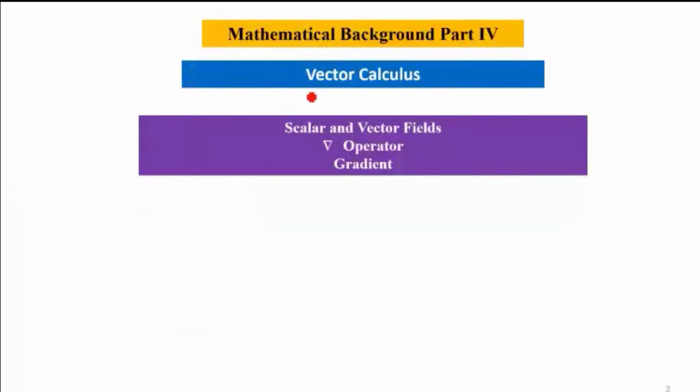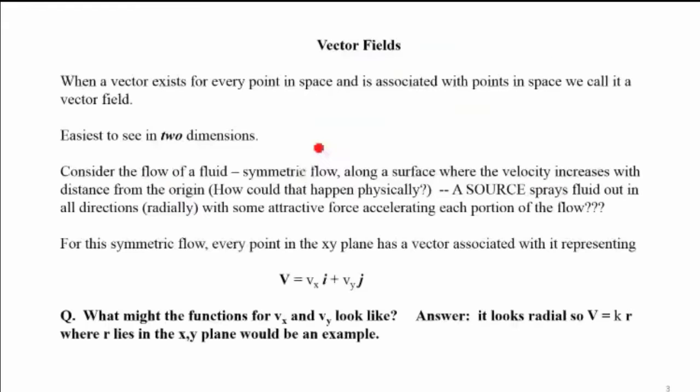So let's begin our discussion of vector calculus by looking at what's called the del operator, and then we'll apply it to the gradient. Well, first we've got to talk about vector fields, and just to remind you, if you have a vector at all points in space and it's associated with those points in space, we call it a vector field. It's easiest to see this in two dimensions, but in reality we have lots of three-dimensional fields. For example, the flow of air in the wind is three-dimensional, and so on.